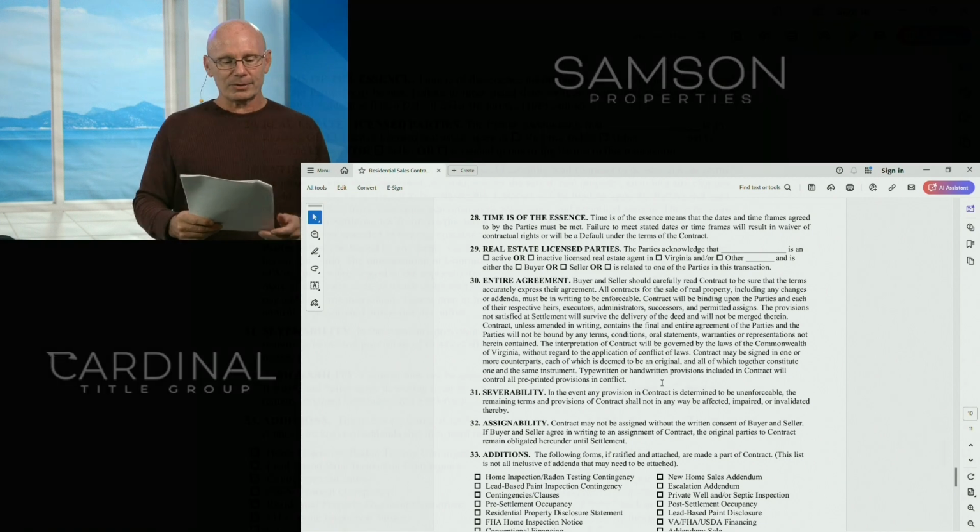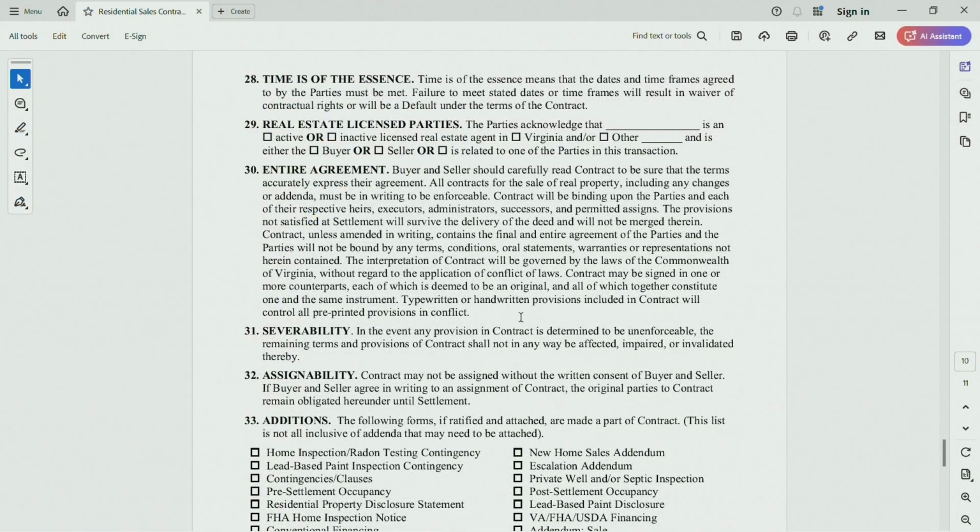Paragraph 28 is the time is of the essence paragraph. Now, if you're having a dispute over earnest money deposit, they may not read that paragraph, but it's just telling that moving this stuff back and forth as quickly as possible is the best for all parties. So time is of the essence, right?